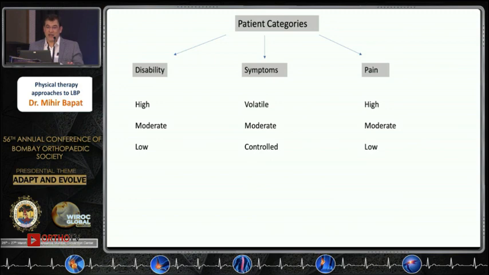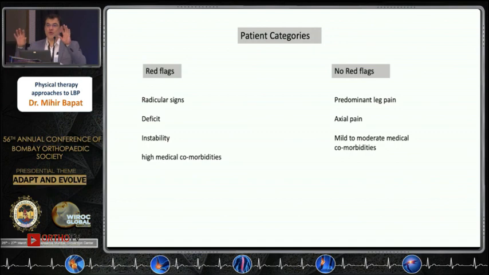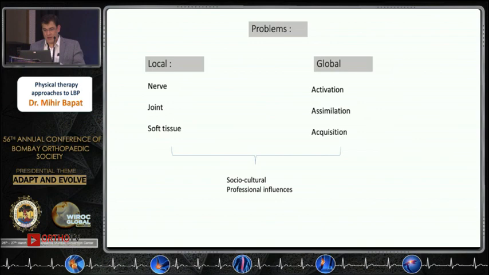where the disability is high, moderate or low, where the symptoms are volatile. That means you have exacerbations and remissions, you have moderate symptoms or you have controlled symptoms, and the pain can be again high, moderate or low. So when you look at how the therapies are arranged, there are red flags and patients with no red flags. Red flags are patients who have radicular signs or radicular deficits. They have high medical comorbidities where institution of a therapy is difficult. And there are no red flags, which is the common pool of low back pain.